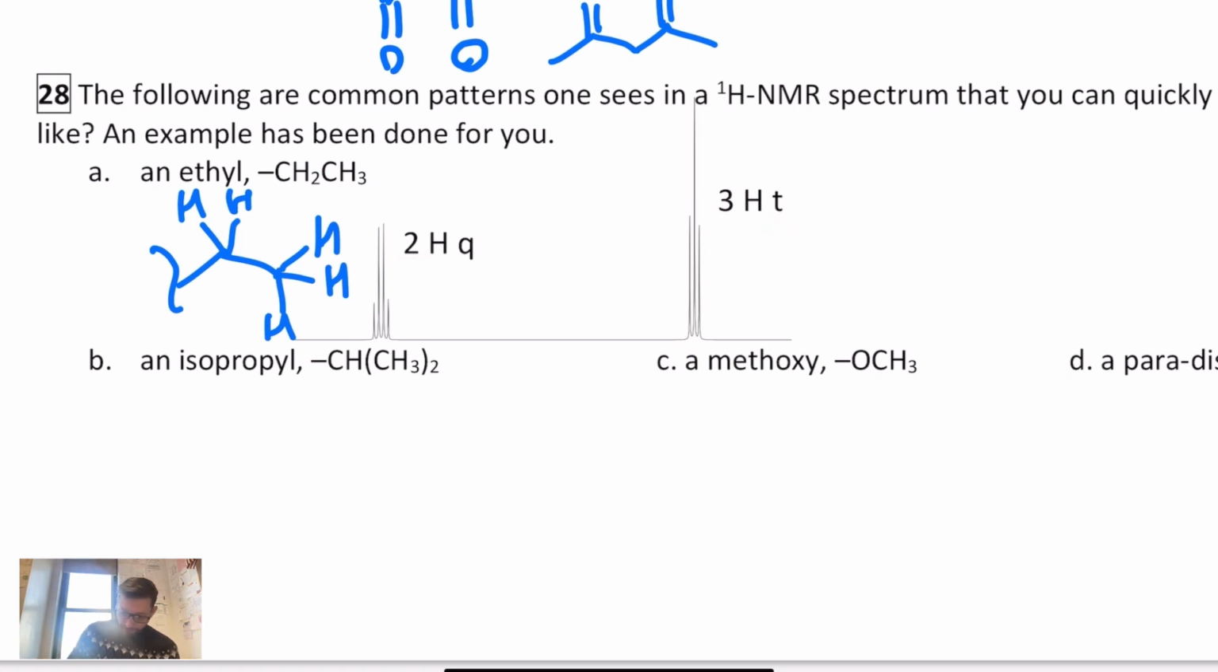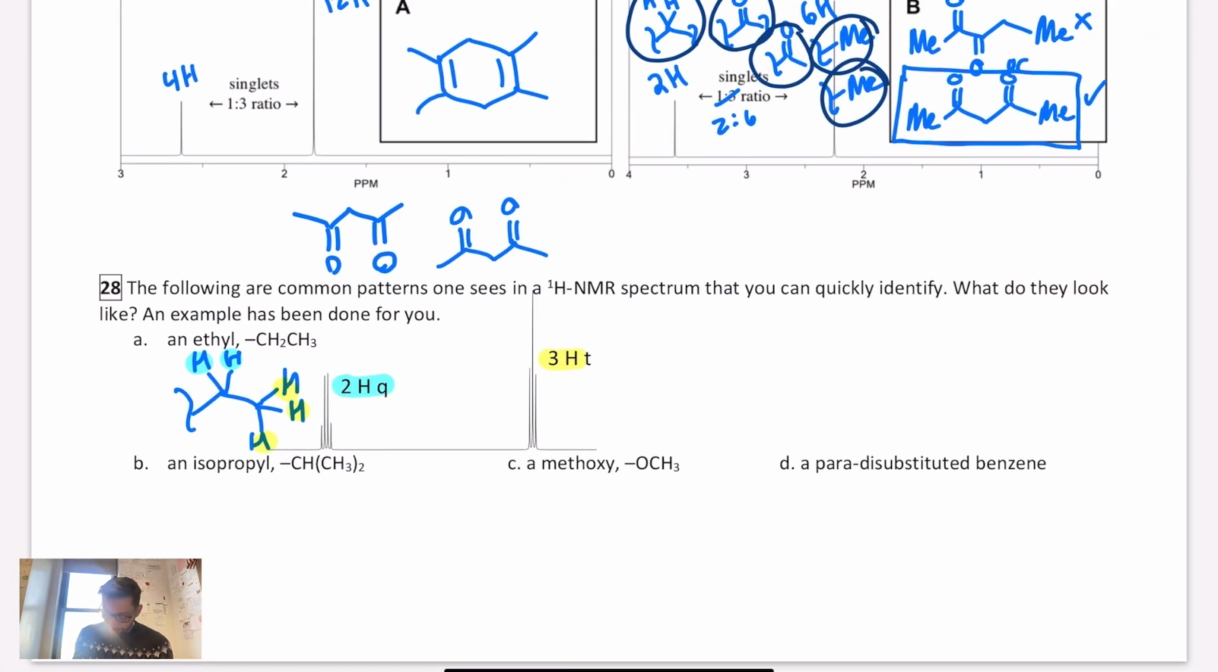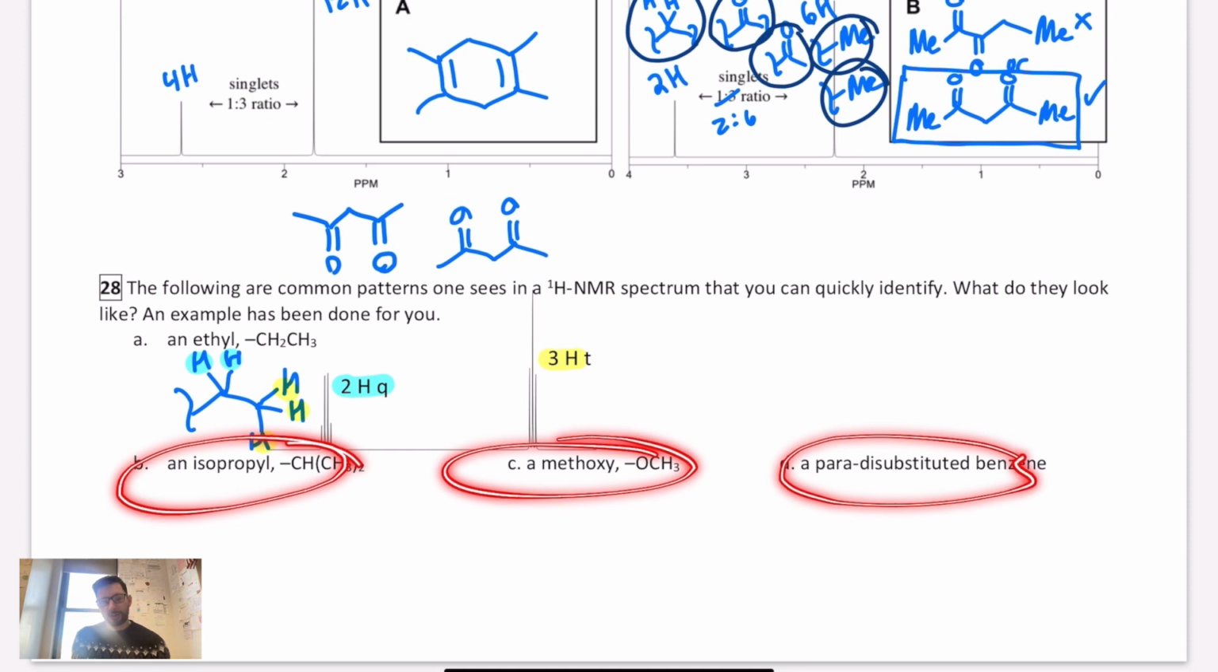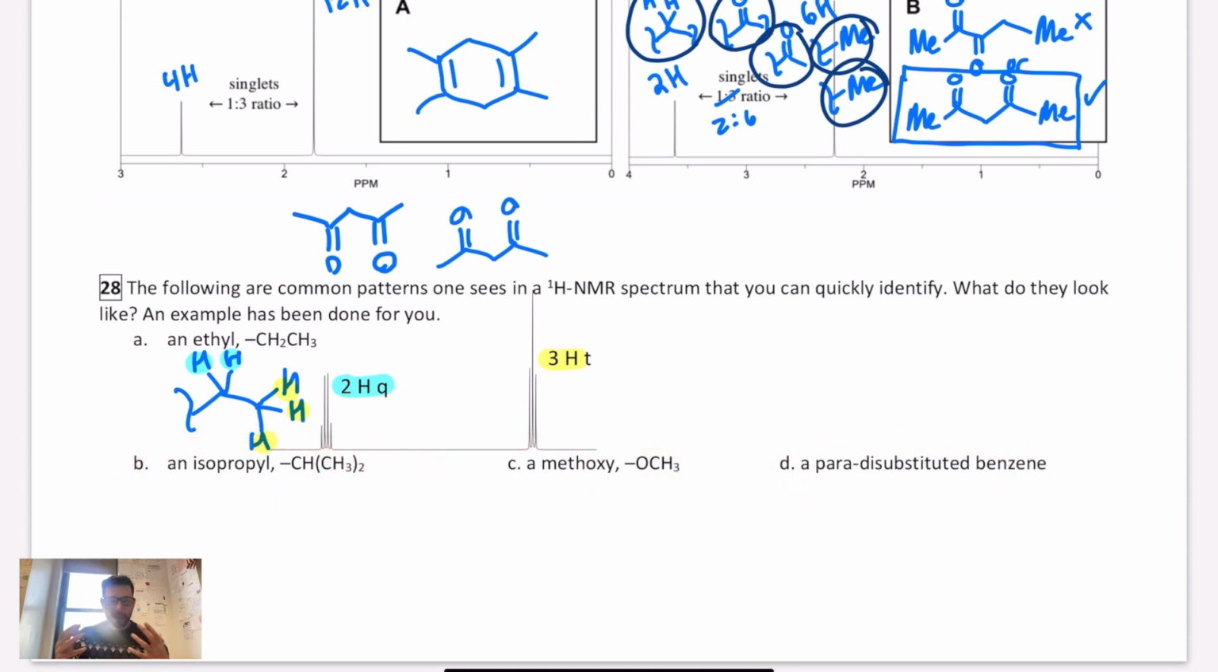So I want you to hit pause again and see if you can figure out what you would expect these 3 other groups to look like in a typical NMR. Not even necessarily where they show up, but what pattern would you see for an isopropyl, a methoxy, and a para-disubstituted benzene. Sketch that and see what you get when you come back.